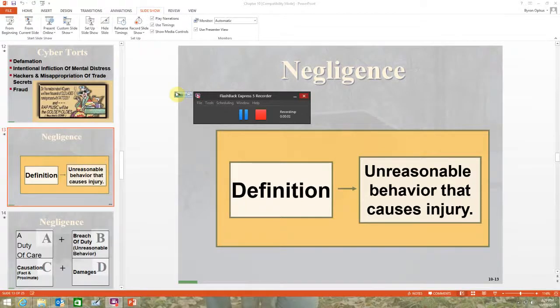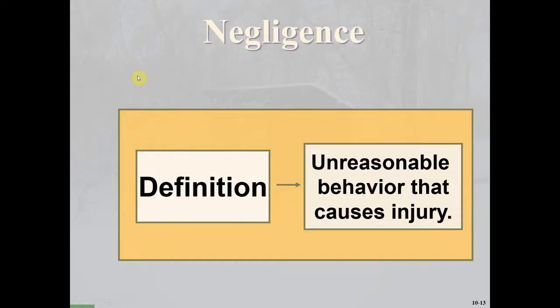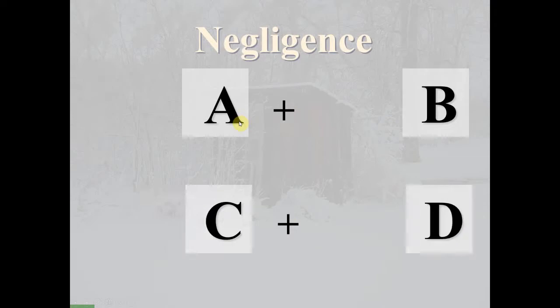So the second type of tort that we need to discuss is negligence. In definition, it is unreasonable behavior that causes injury. Again, it gets back to that duty of care that we all have as we go about our daily activities. We need to drive safely. We need to do things like that safely. Keep our sidewalks free from ice and things like that, or things that we're supposed to do anyhow.